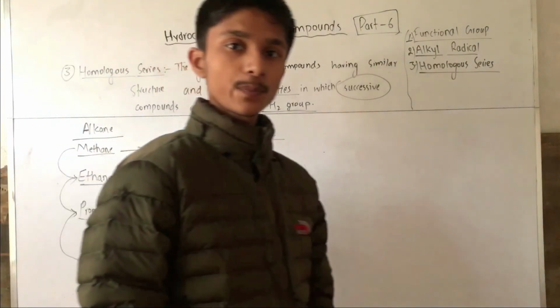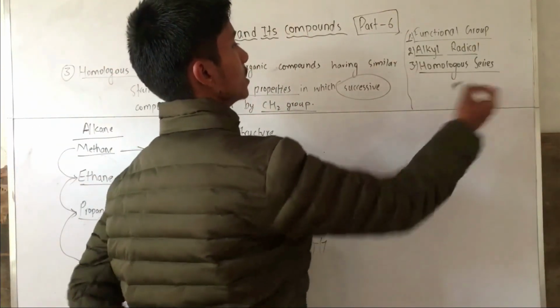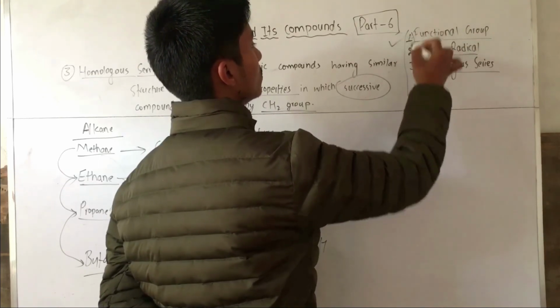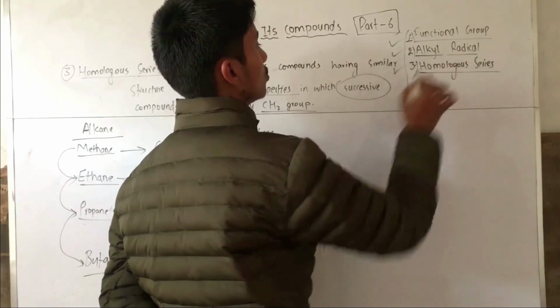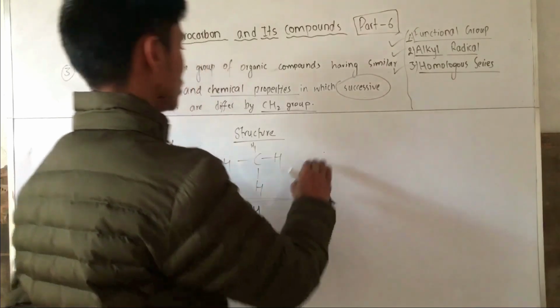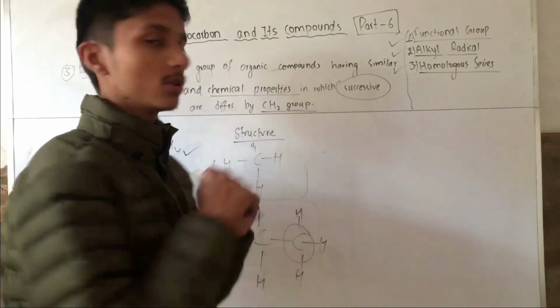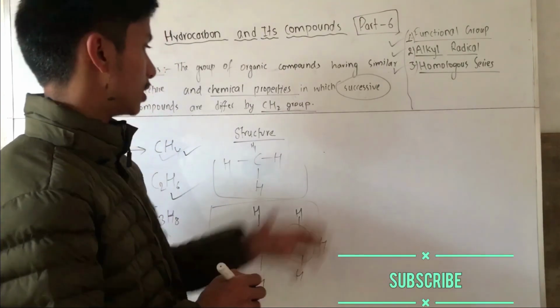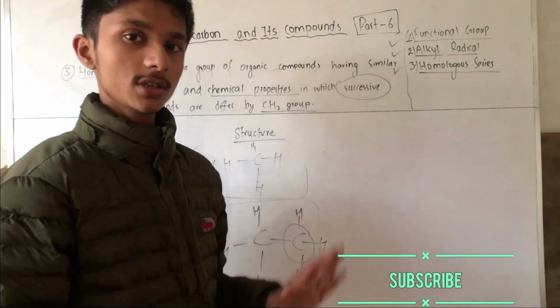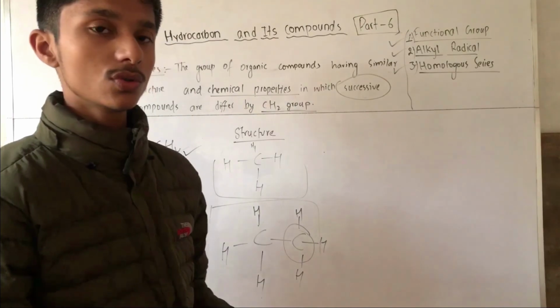Okay, so we have discussed in this lecture about functional group, alkyl radical, and homologous series, and in the next lecture I will give you one chart about homologous series. Also a chart for alkane. Your work is just to remember it.